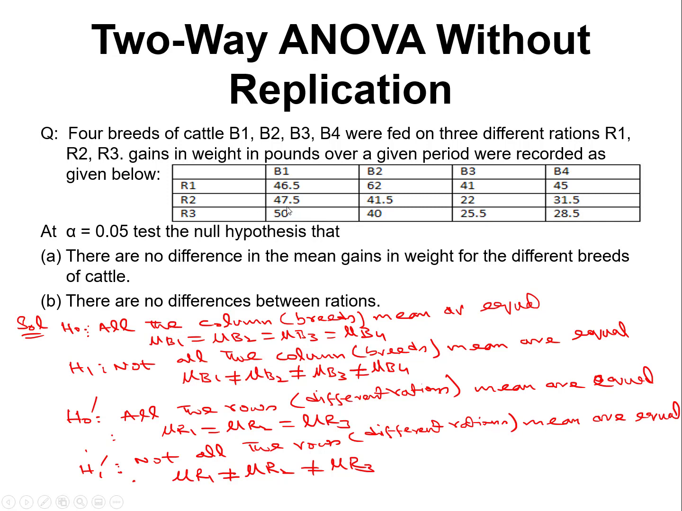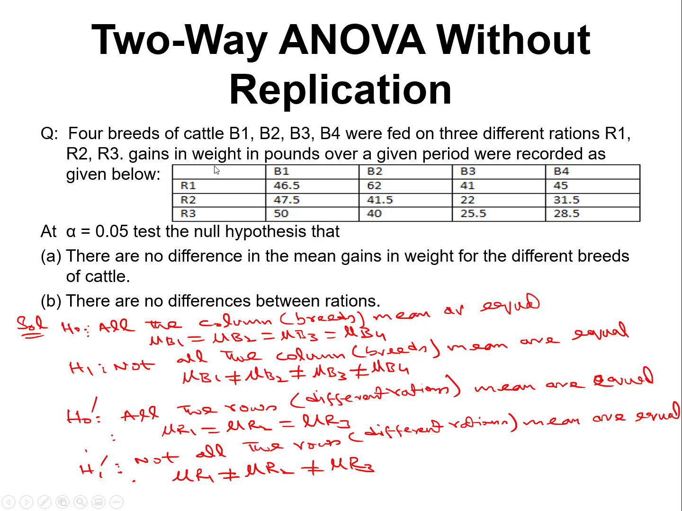So for this question, how do you construct the null and alternative hypotheses? All the column breed means are equal. So there is no difference in the mean gain in weight, which means all the means will be equal. The alternative will be that all the column breed means are not equal. There are some differences in the mean of the weight.